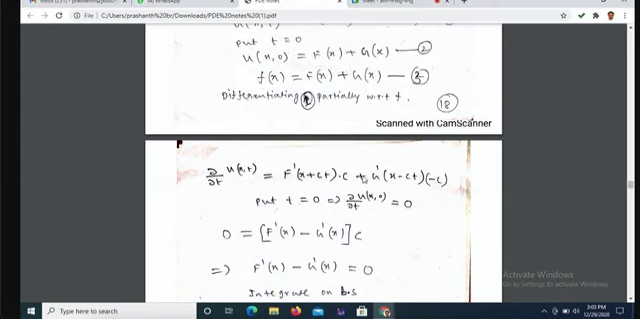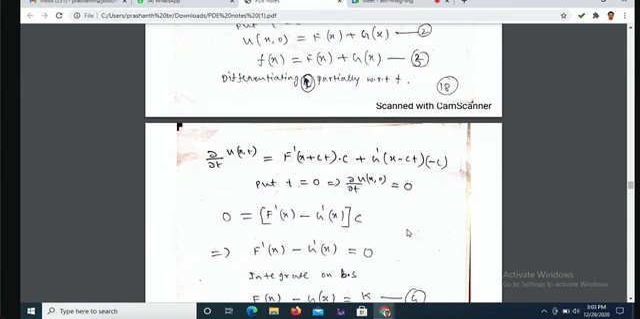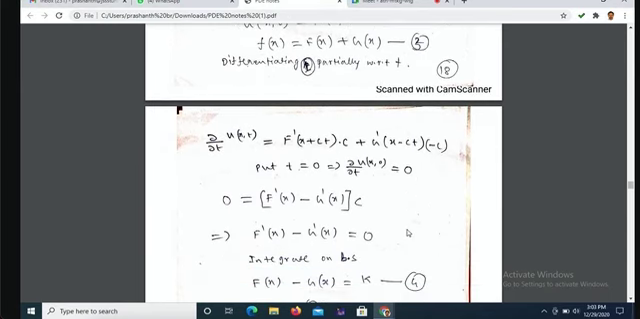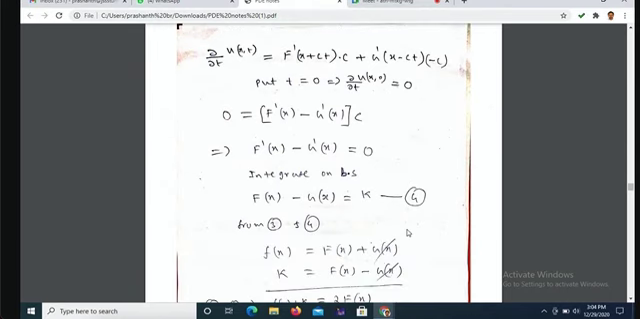Actually the minus sign comes outside, and c comes outside because it's a common factor. So you just divide by c on both sides, because c is a constant. If you divide by c, f dash of x minus g dash of x is 0. So you integrate on both sides. Integration and differentiation cancel.